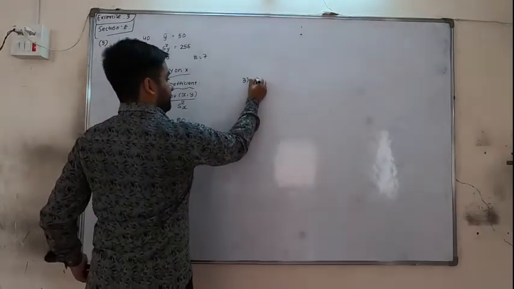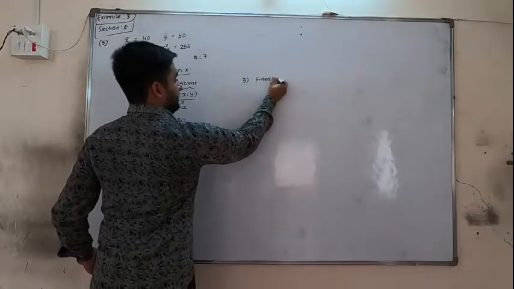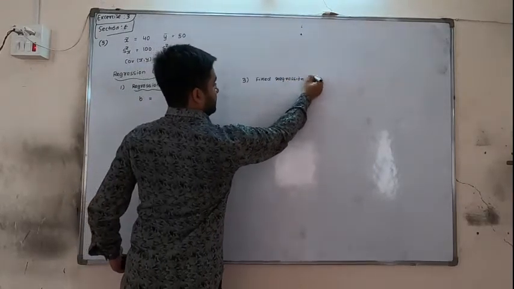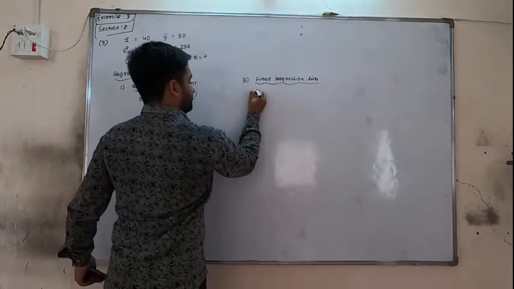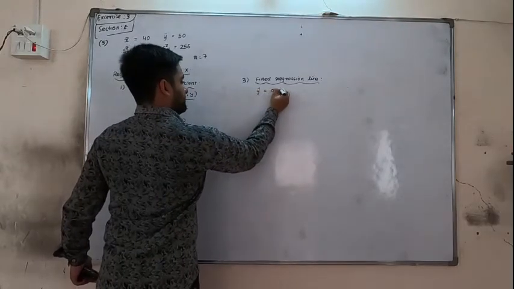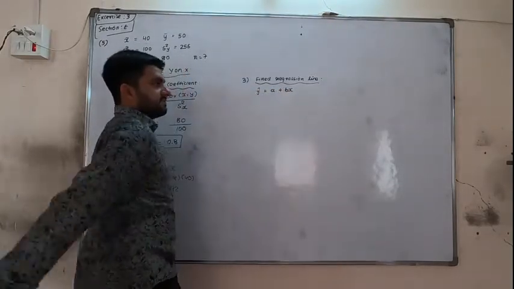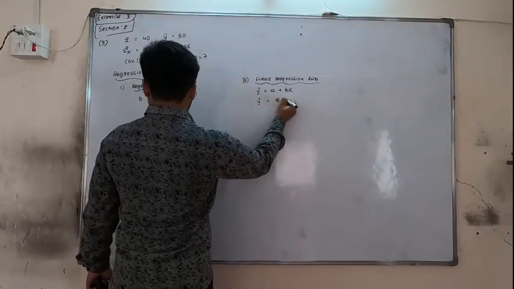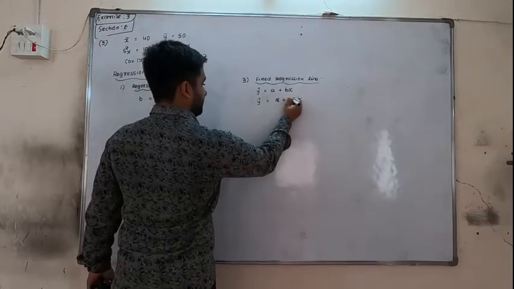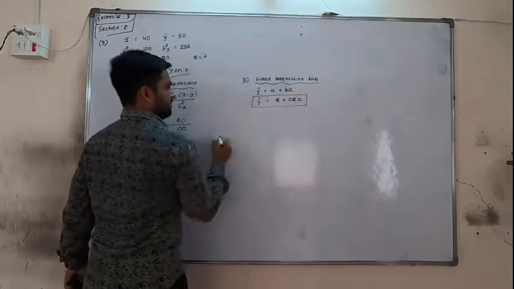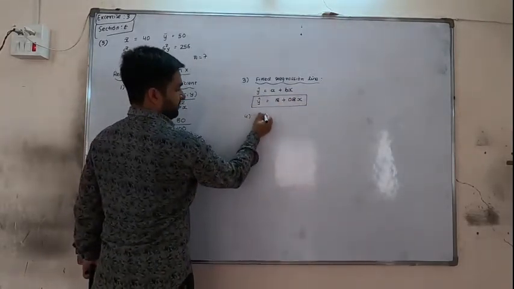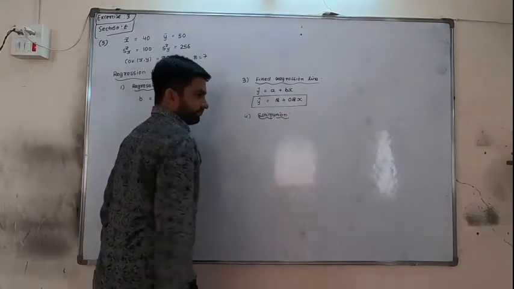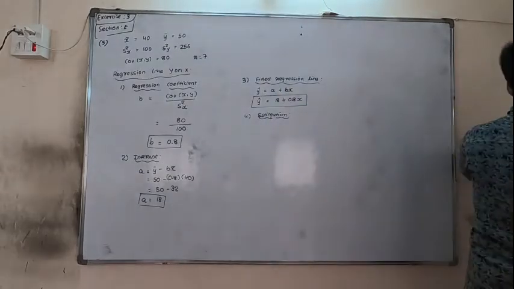Third step, fitted regression line. Y cap is equal to a plus bx. Y cap is equal to 18 plus 0.8 x. Fourth step, estimation. Let's read the question again.